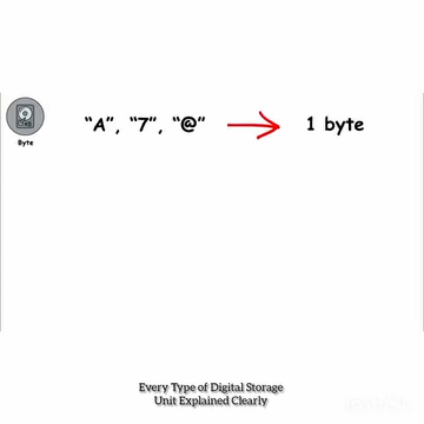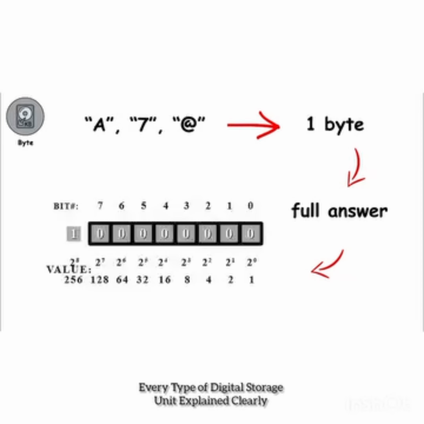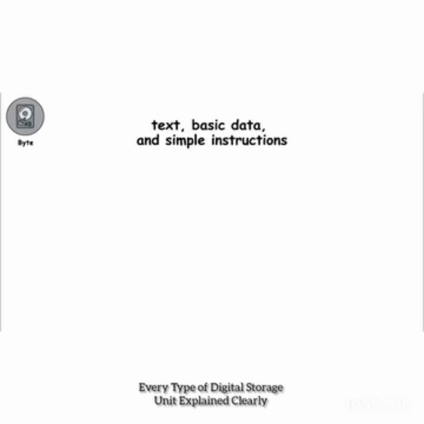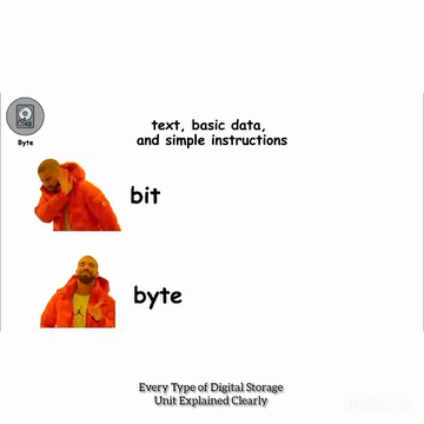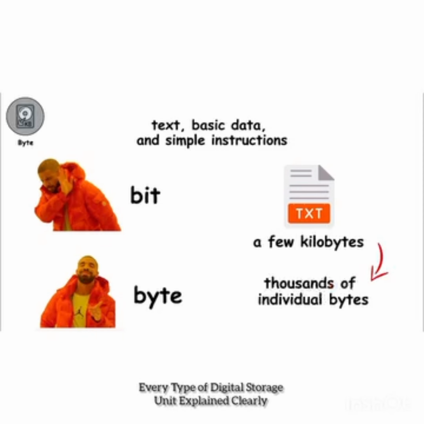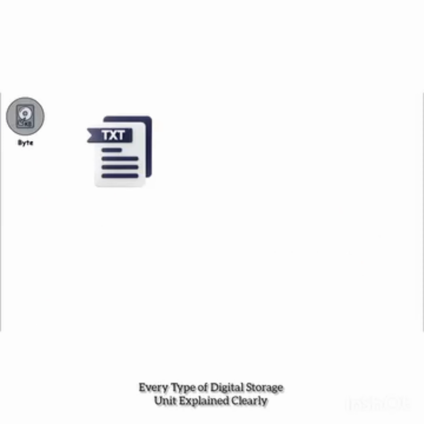To understand the difference clearly, imagine a bit as a yes or no question. While a byte is a full answer, a bit can only say yes or no, but a byte can choose from 256 different values. That is why text, basic data, and simple instructions are measured in bytes, not bits. A short text file might be only a few kilobytes, but at its core, it is still made up of thousands of individual bytes. In real life, bytes help us understand file sizes.